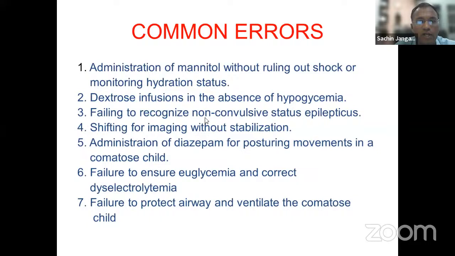Sometimes we shift the patient for imaging without stabilization. That is one of the common errors. Administration of diazepam for posturing movements, which may be because of herniation syndrome. Here we need to aggressively treat the herniation. The failure to ensure euglycemia or correct dyselectrolytemia is another common error. And failure to protect the airway and waiting for the child to collapse is another common error in the management of coma. Thank you.